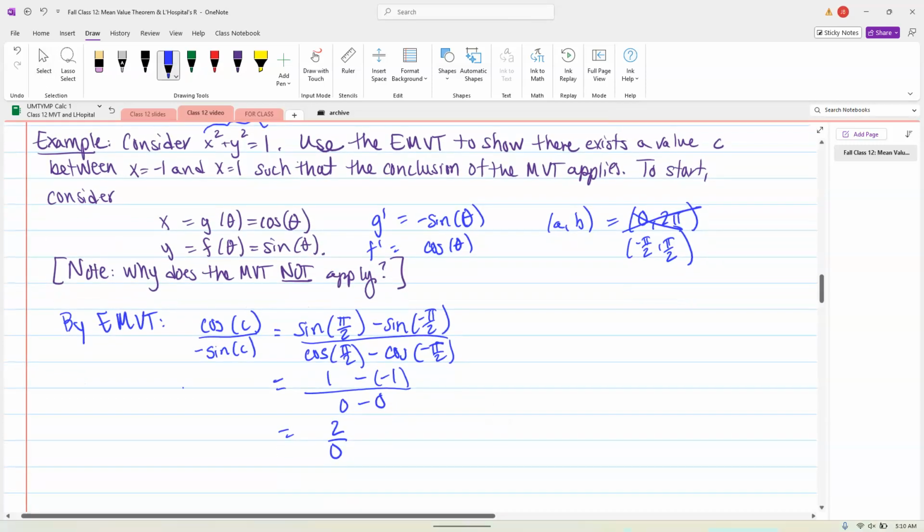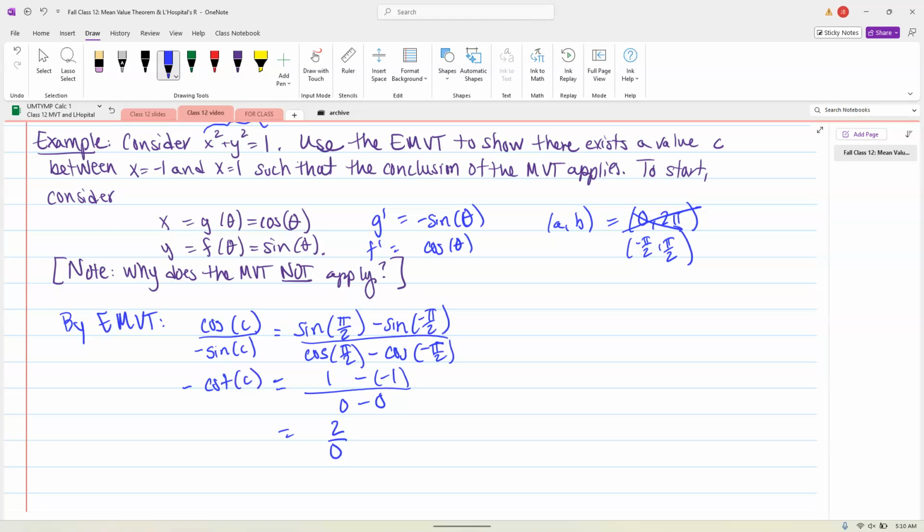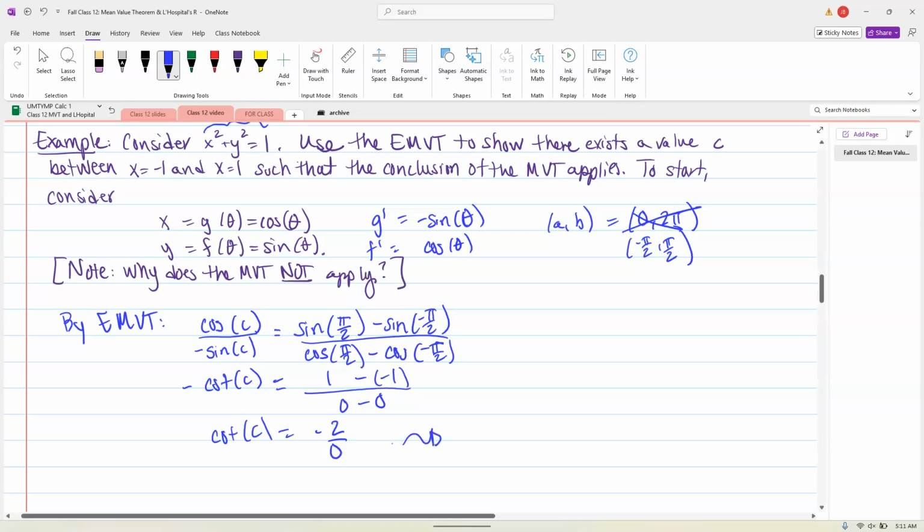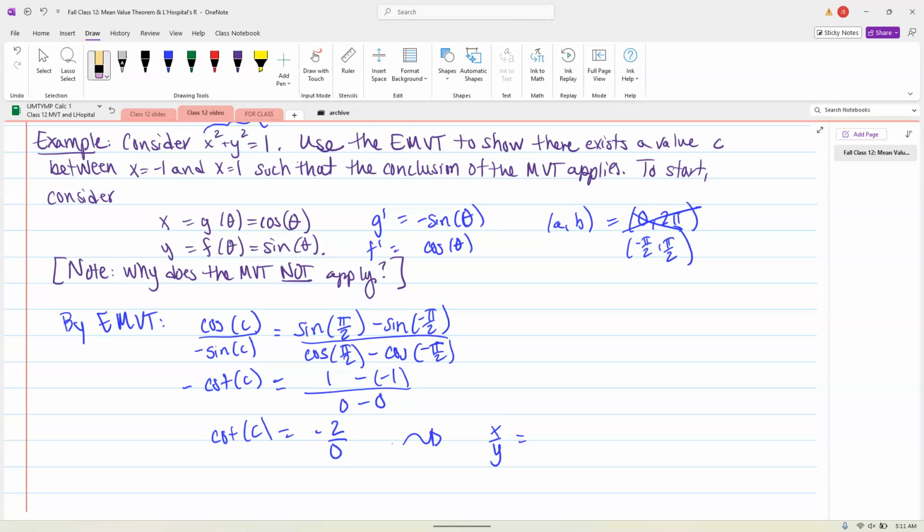The left-hand side would just be negative cotangent of c, or we can move the negative to the other side and say cotangent of c is equal to negative 2 over 0. So we get cotangent undefined. We might think this is a problem, but it actually isn't. As we think about this, what does this mean? Where is x over y equal to, sorry, let me change the problem.